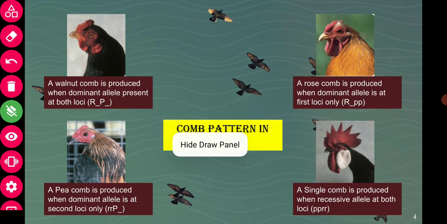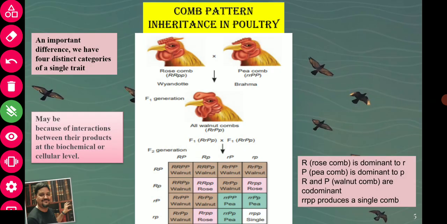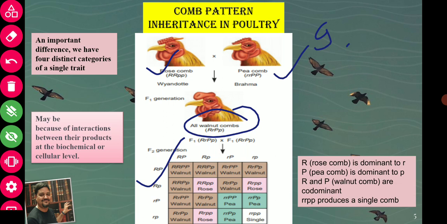So why does this happen? If you see the inheritance pattern here, first is the rose comb. In the rose comb, you can see both alleles at the R locus are dominant and both alleles at the P locus are recessive. Similarly, the pea comb. When they are crossed together, the appearance was walnut comb, that means codominant. But when this walnut comb was mated with walnut comb, in F2 the ratio was 9:3:3:1.